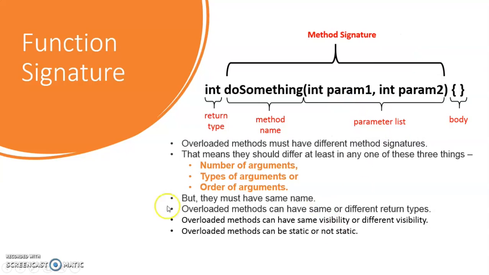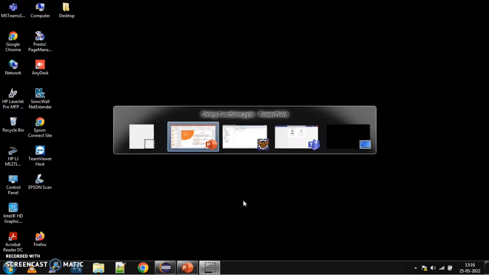Okay, so that's there. Now let's get quickly into an example and see how method overloading is implemented in code. So I'll be taking the same shape area project that we've been using, and we'll see how it is implemented. So let's get started.